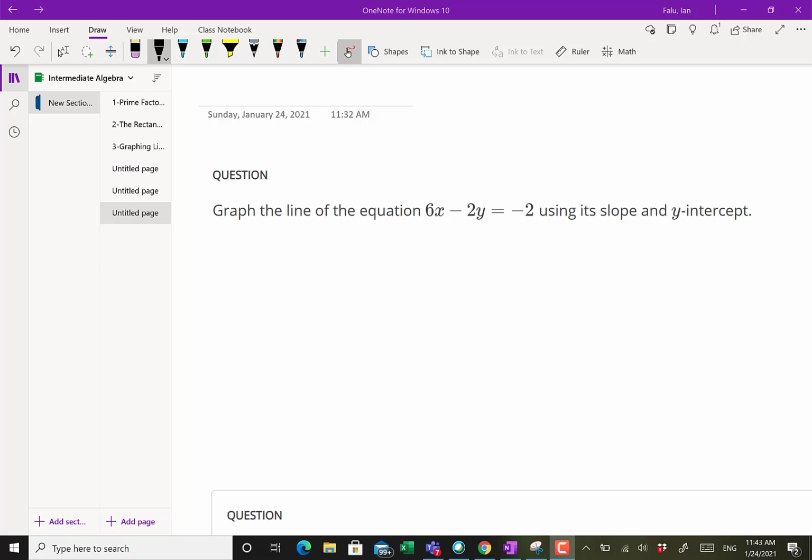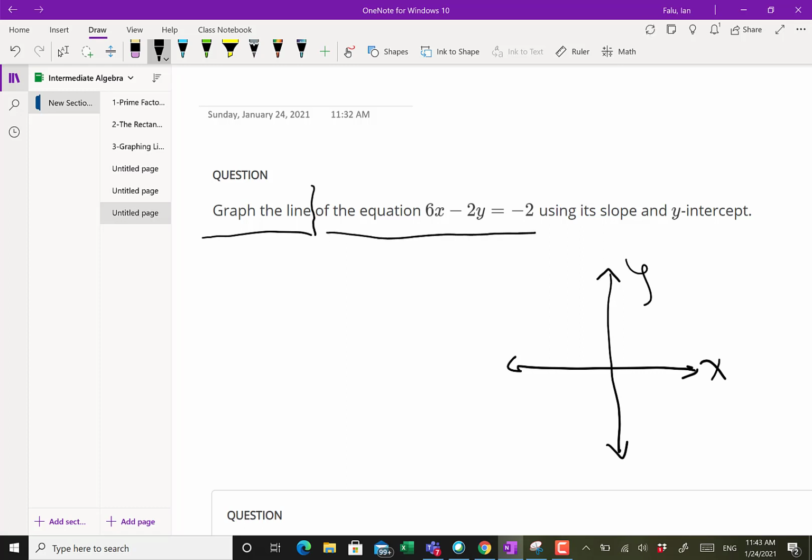So I usually like to break down things in sections, right? So graph the line, so that means that we need a Cartesian coordinate system, x and y, of the equation 6x minus 2y equal to minus 2. But then here we have a set of instructions using the slope and y-intercept. So that means that we need the equation y is equal to mx plus b. So it's telling us what to do with this equation. We need to solve for y.